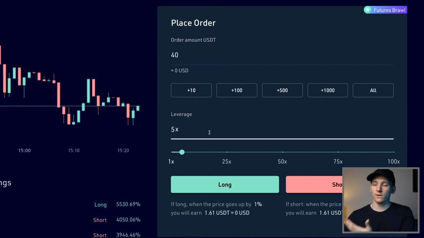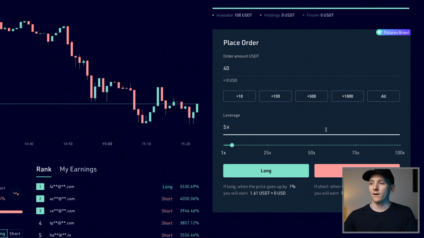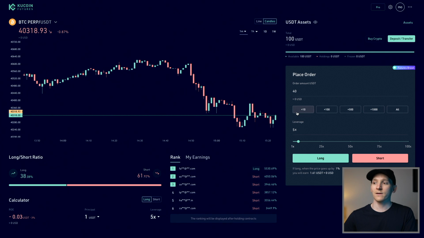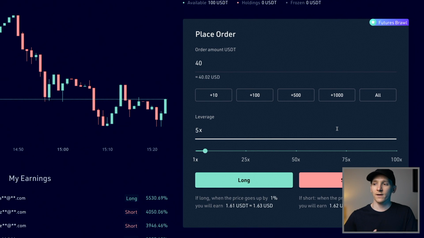I wouldn't recommend using too much leverage. If you're a beginner, definitely don't use too much leverage. Just maybe try 1x before you get a bit more comfortable with it. But this, very simply, this lite platform just lets you bet long or short on the price over the short term. It's not for professionals really, but if you just want to take a quick bet.